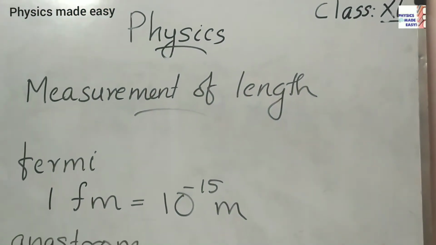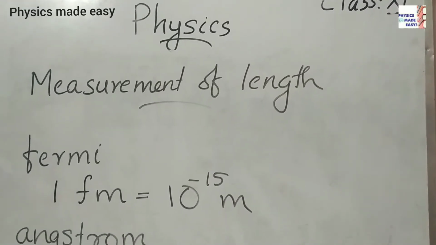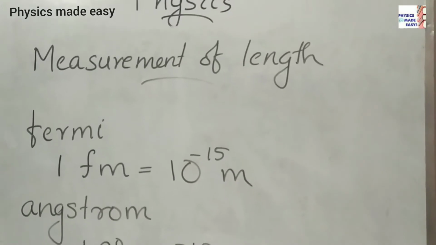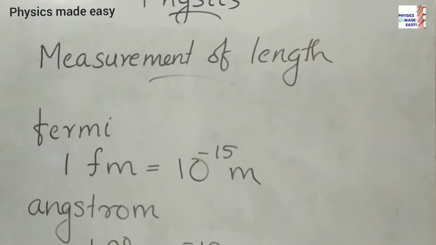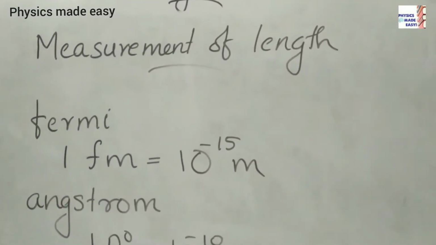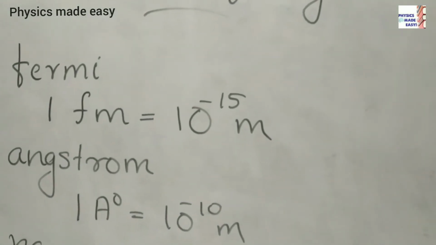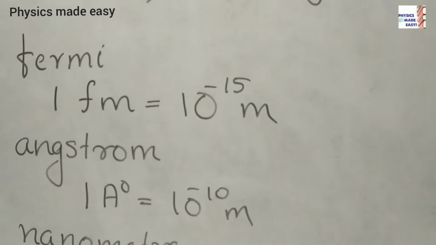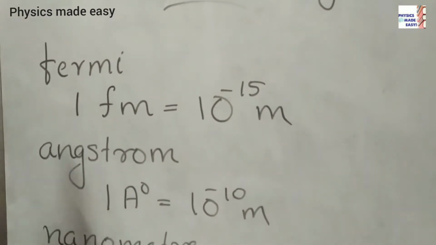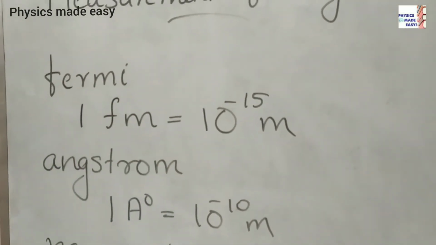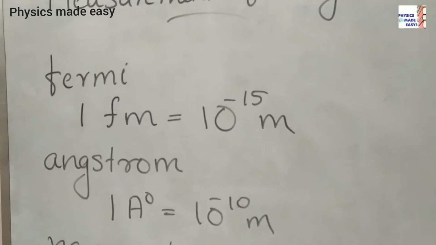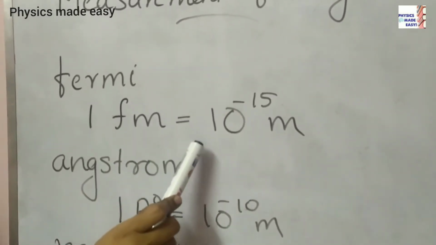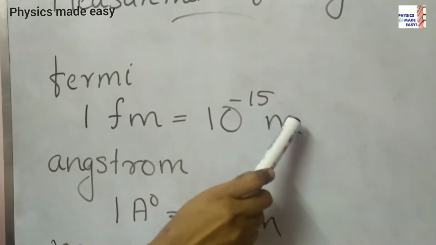There we are using many units: centimeter, meter, millimeter, kilometer, like that. So many units there. All these units are familiar to you. Now I am going to introduce some units for measuring small distances and some other units for measuring large distances. Here you can see Fermi, that is one unit of length that is used to measure nuclear size. 1 FM is equal to 10 to the power minus 15 meter.